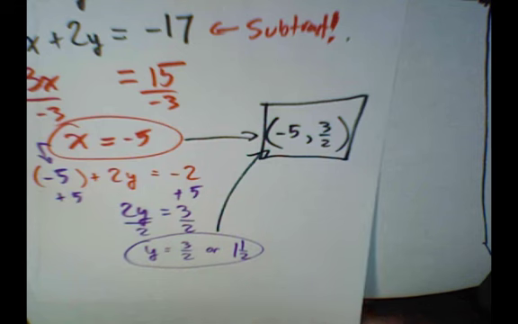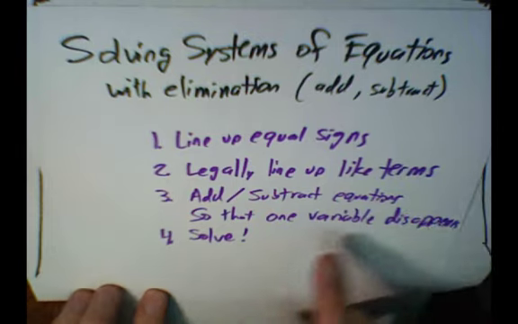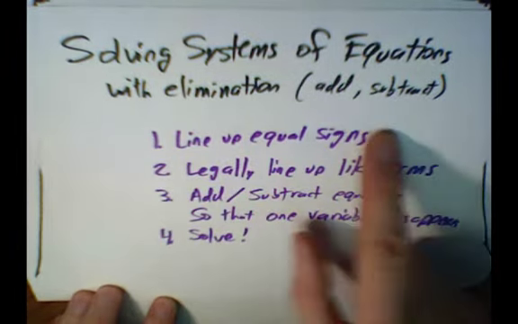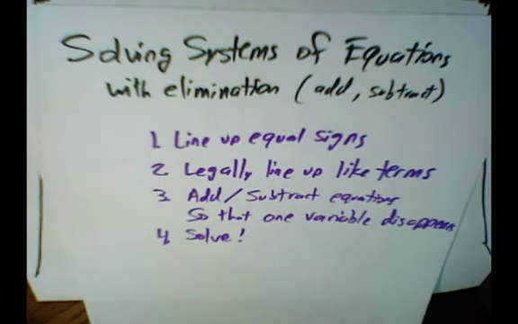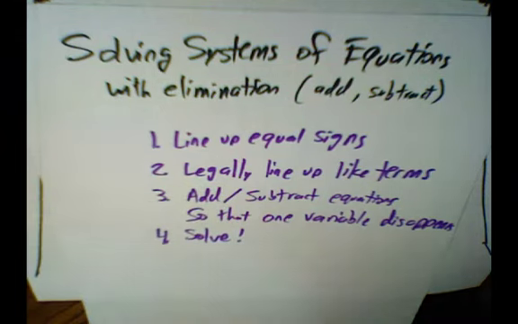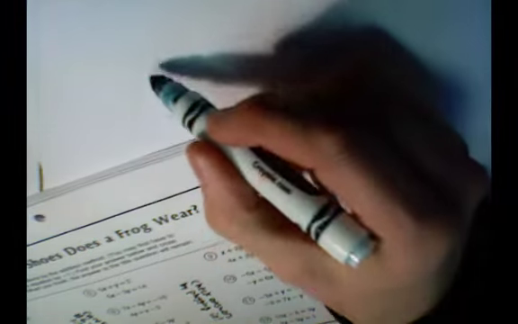Now we can do another problem. This one is going to involve lining up like terms. Remember our notes, when solving systems of equations, we have to line up our equal signs and our like terms. So it's very important that we do that step as well. So let's solve another one of these problems. Again, from the homework. This is our homework sheet. Let's actually try this one.